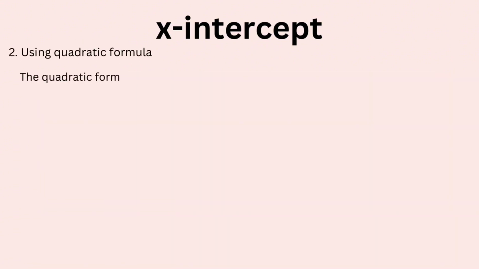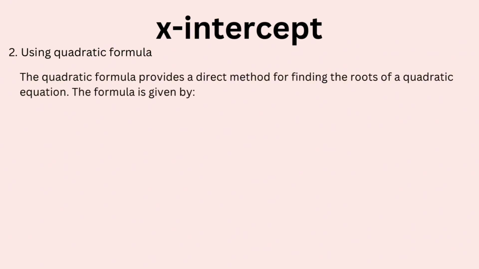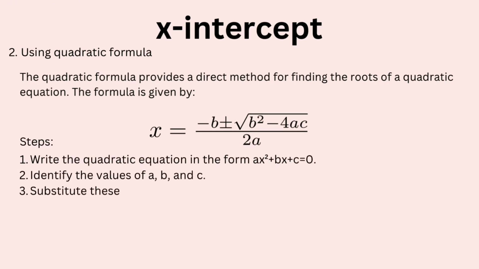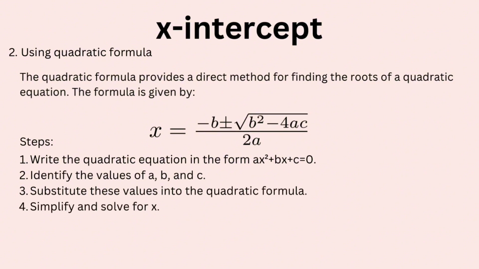So next is using the quadratic formula. The quadratic formula provides a direct method for finding the roots of a quadratic equation. The formula given is as shown below. Step 1, write the quadratic equation in the form ax squared plus bx plus c equals 0. Number 2, identify the values of a, b and c. Number 3, substitute these values into the quadratic formula. Number 4, simplify and solve for x.